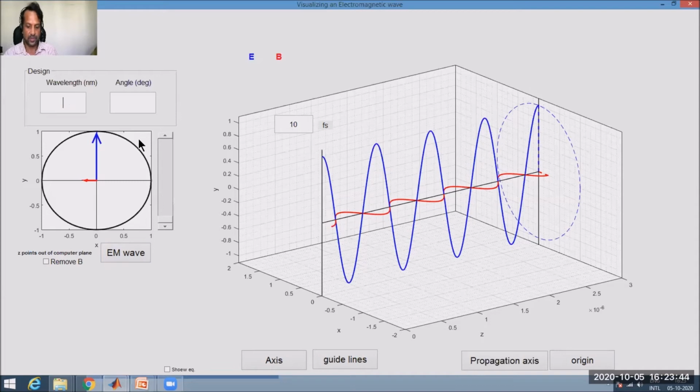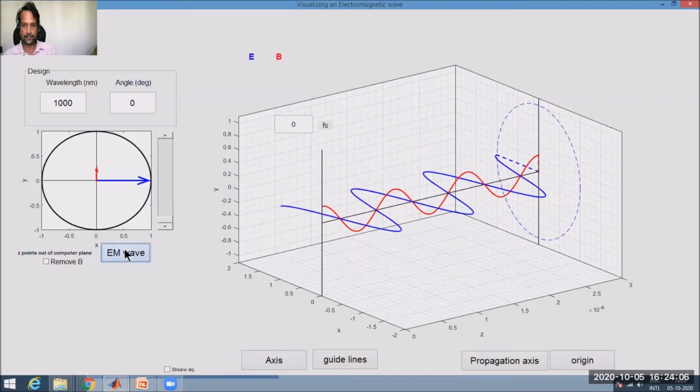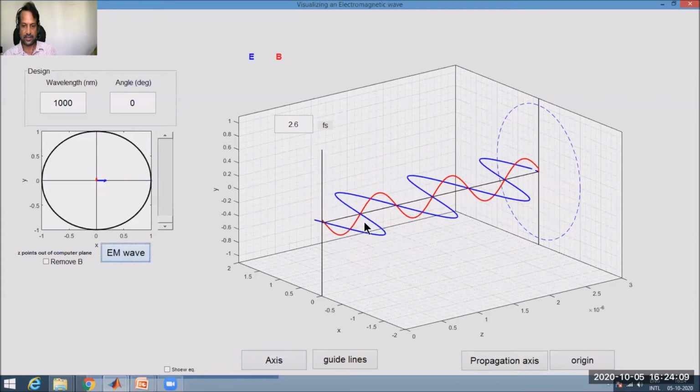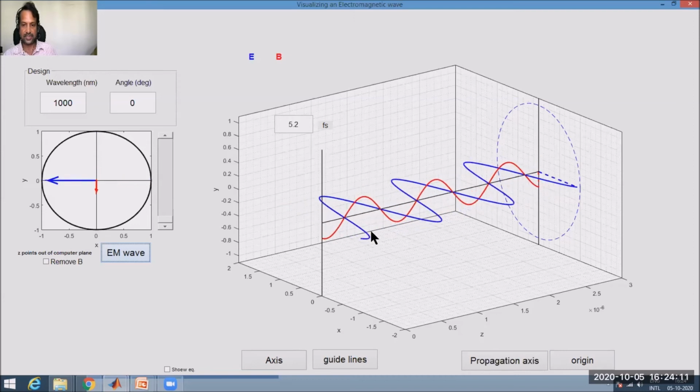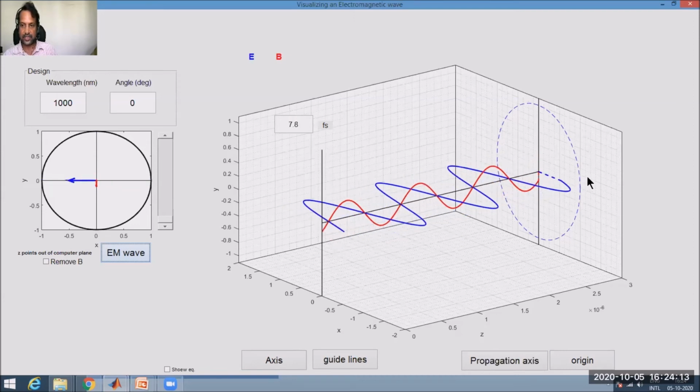Let us put a number of 1000 nanometers, and let us put this in the X direction. So we want an electromagnetic wave of 1000 nanometers with the oscillating electric field in the X direction. Let us see. Now the electric field is in the horizontal plane, that is the XZ plane, and it is moving in the Z direction.